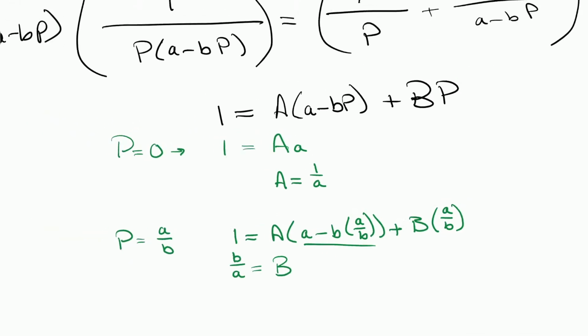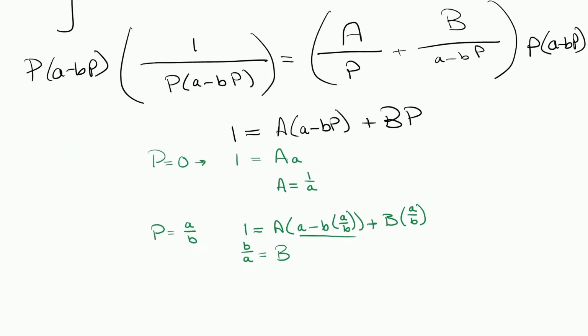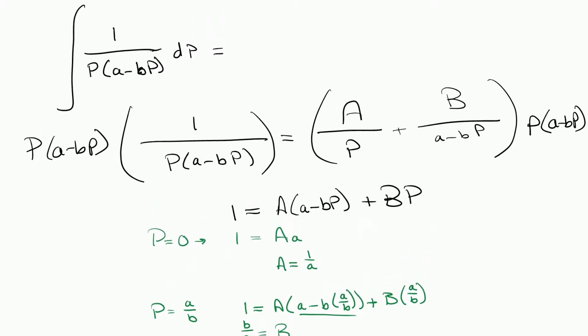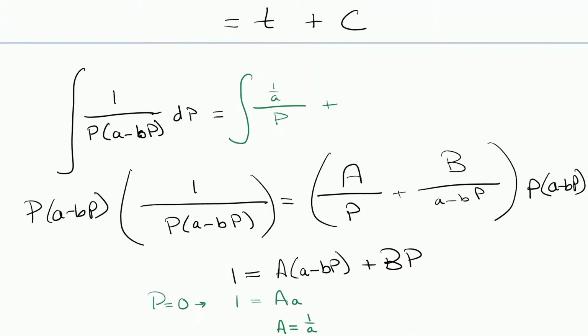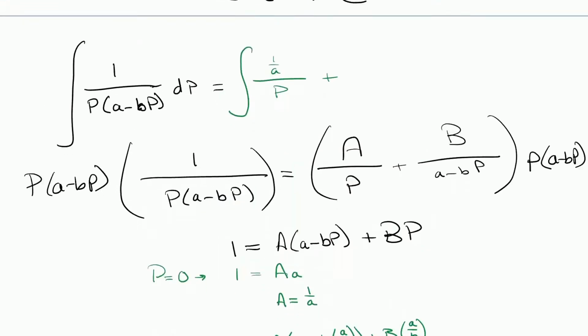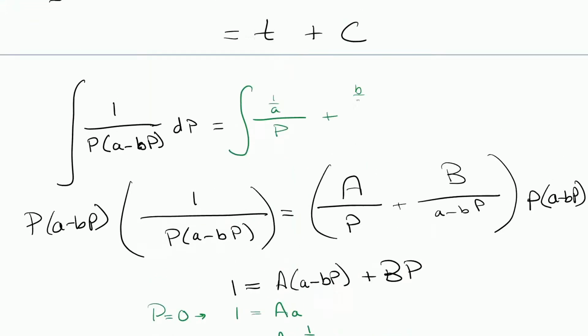So let me zoom out. And we're going to get to the part that you really care about in just a minute, because I know you really don't care about this as much. And so that means that this integral is equal to the integral of 1 over little a all over p plus b, and b was little b over little a. Oh, wait a minute. Little b over little a, little b over little a all over a minus b times p.